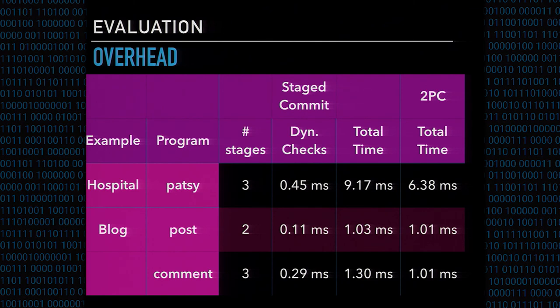Each transaction has one stage in addition to the ones I've already described. You can think of this as being the start event in its own stage. And it's the stage where the transaction deals with public metadata. The dynamic checks run relatively quickly. But for some of the more complicated transactions, in the hospital example, the extra stage does take a couple of milliseconds. The extra staging imposes a couple of extra milliseconds of overhead.